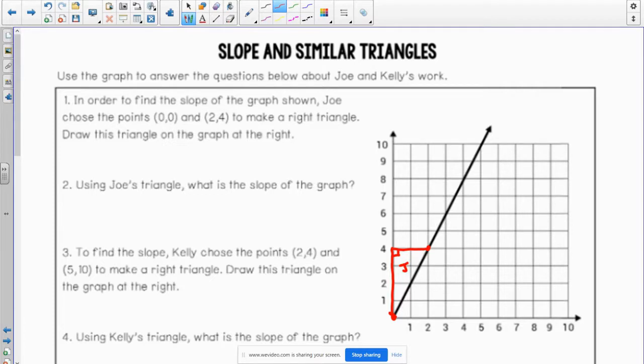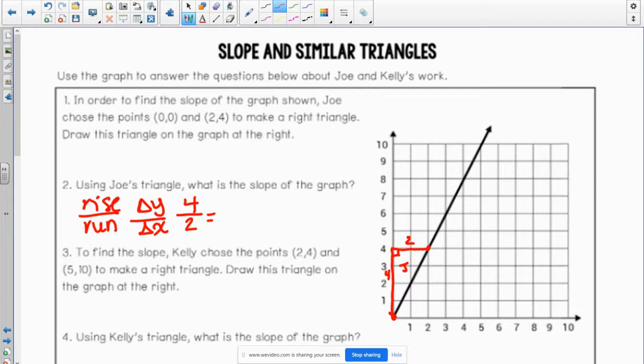It says, using Joe's triangle, what is the slope of this graph? So remember, we can call it rise over run. We can call it the change of the y over the change of the x. So we're going to count how much change is on the y-axis. So 1, 2, 3, 4. So your y change is 4, or your rise is 4, and your run is 1, 2. And I look down here and I make sure that each box is really 1, and it is. So this is a run of 2 and a rise of 4.